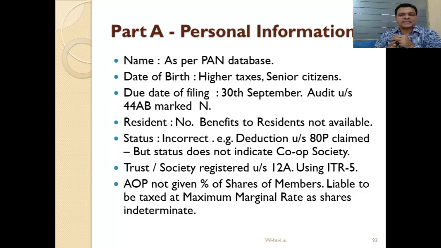If you are putting 30th September and audit under section 44AB is marked as N, then probably you'll be assessed as if the date is 31st of July, and in that case interest will be levied after 31st of July.